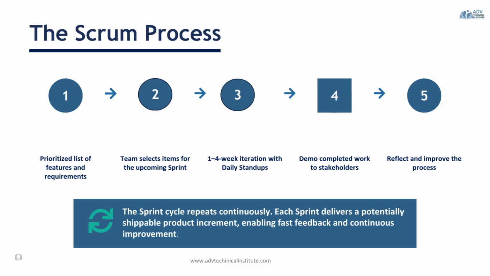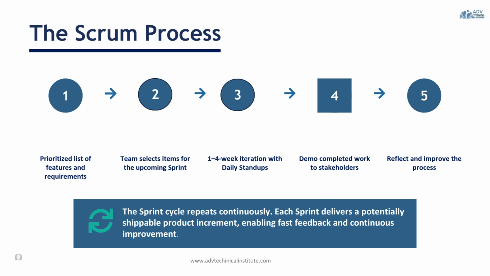This is a sprint cycle, which is the heartbeat of Scrum. It starts with a product backlog, a living list of everything the product needs. In sprint planning, the team selects items they commit to for the next 1 to 4 weeks, based on the product owner's objective and goal.